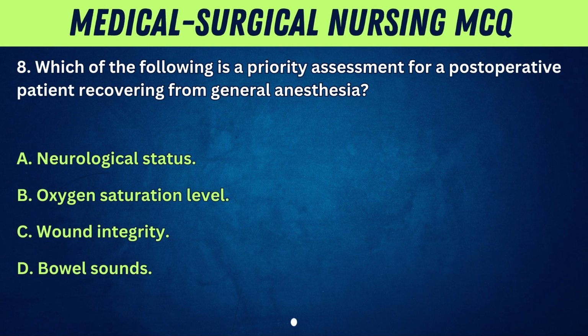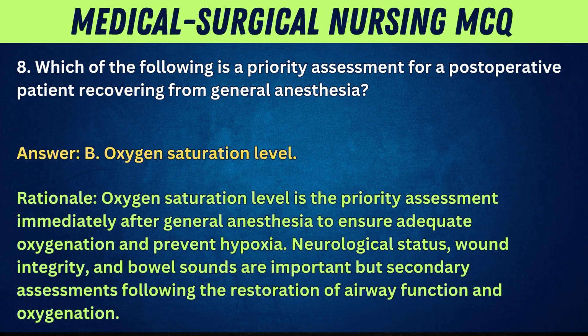8. Which of the following is a priority assessment for a postoperative patient recovering from general anesthesia? A. Neurological status. B. Oxygen saturation level. C. Wound integrity. D. Bowel sounds. Answer: B. Oxygen saturation level.